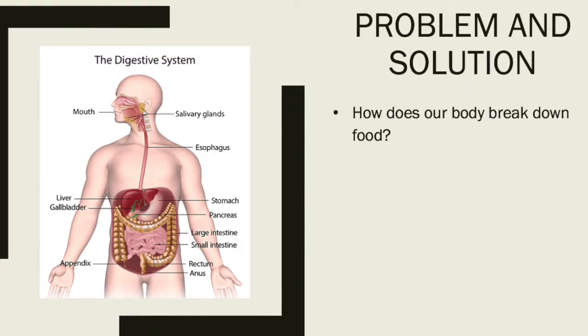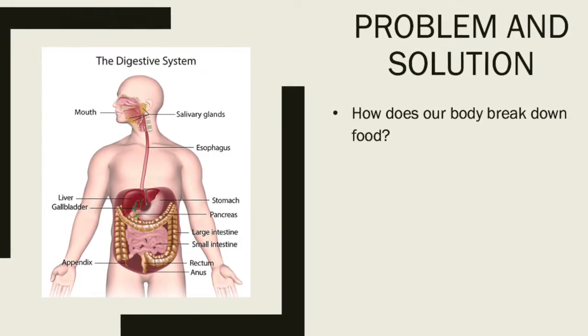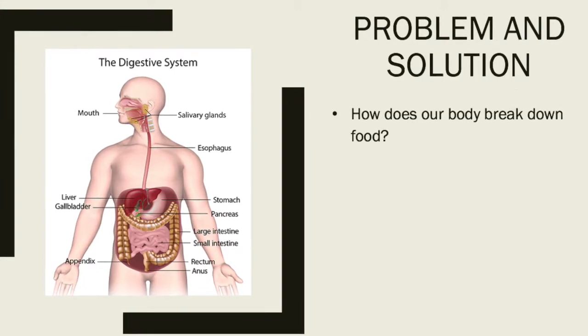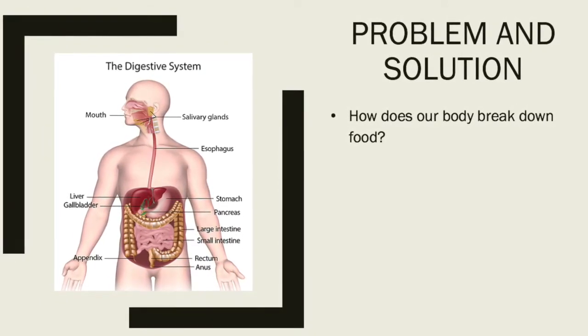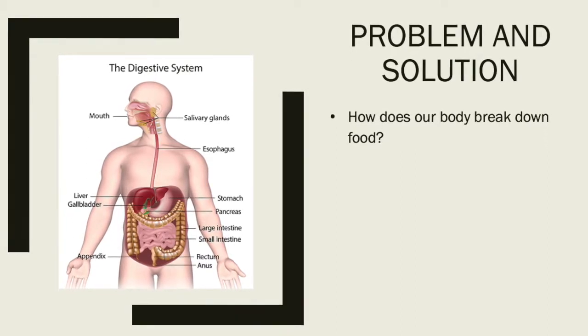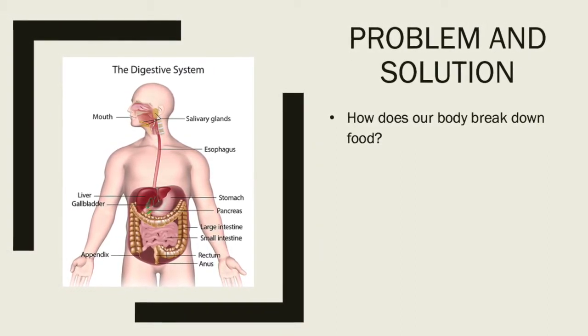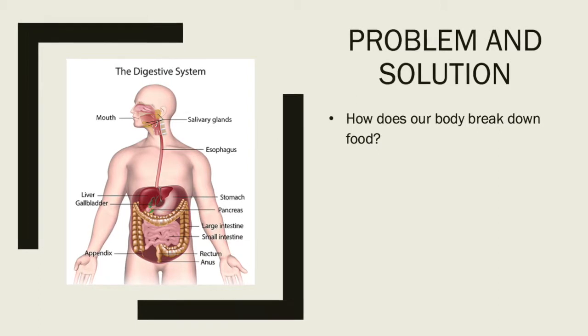How does our body break down food? It uses the digestive system. A group of organs in our body breaks down food into smaller components until it gets absorbed by our body and turns into energy. However, our digestive systems are in our body.